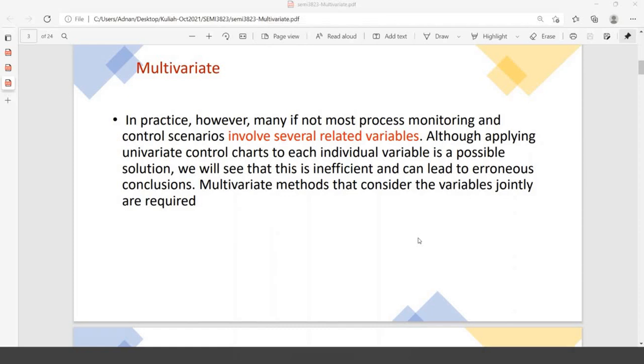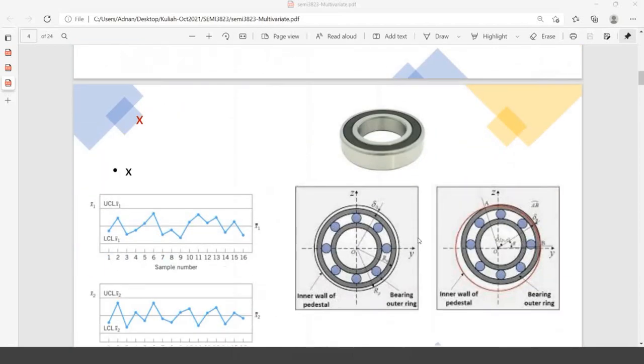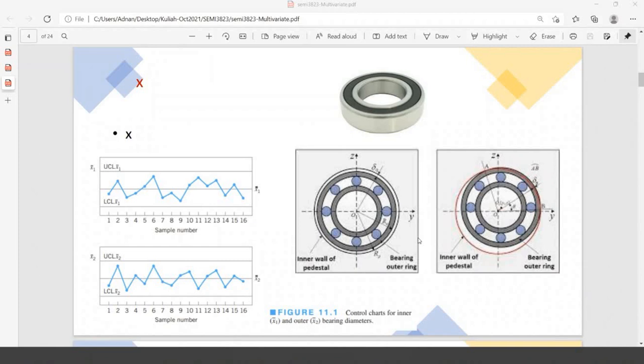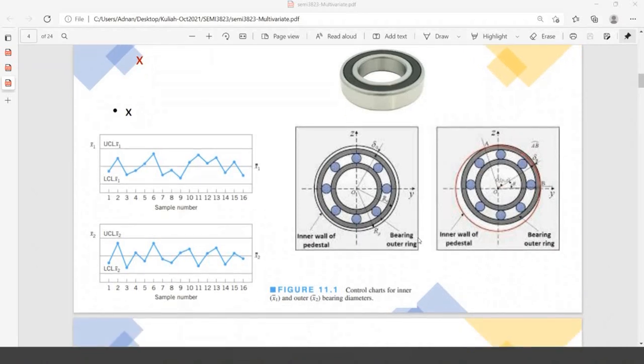More than one parameter needs to be jointly monitored. For example, we have internal diameter and outer diameter for a bearing. These are related parameters that need to be jointly monitored. It will be misleading if we just independently monitor internal diameter and outer diameter, because these two parameters are related in order to make a bearing function.